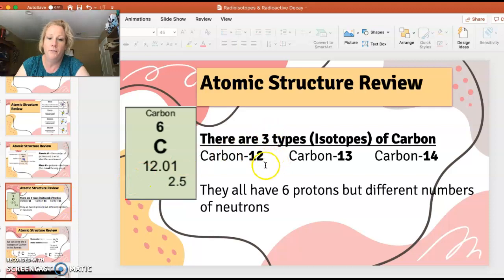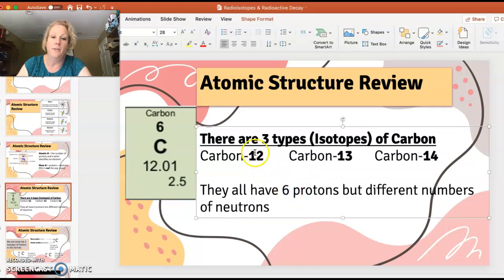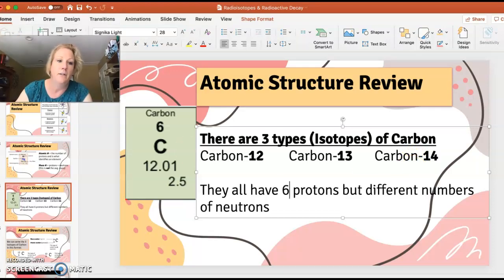So here's an example of 3 types or isotopes of carbon. There's carbon 12, and this is the mass number, carbon 13, and carbon 14. When we look on the periodic table, we can see that carbon has an atomic number of 6. So it has 6 protons. So the mass of this one is equal to those 6 protons plus 6 neutrons. That's how we would get to 12 there. And then this carbon 13 still has 6 protons, but it's going to have 7 neutrons. And this carbon 14 still has 6 protons, but now it has 8 neutrons.